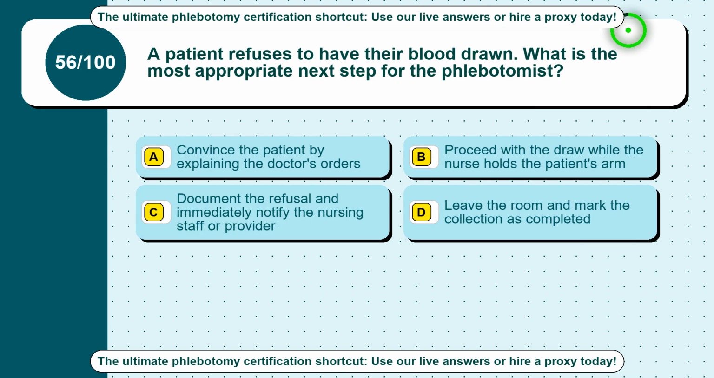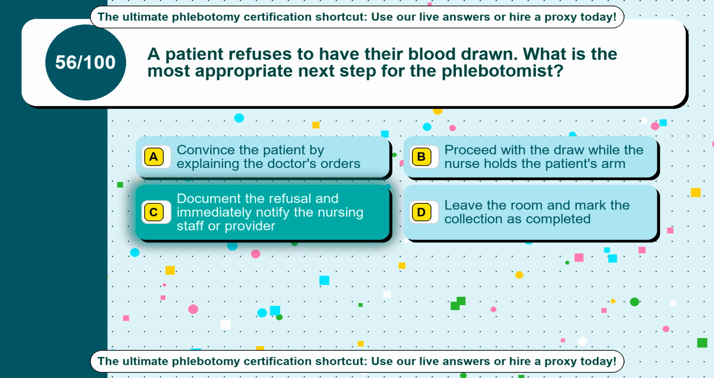Question 56. A patient refuses to have their blood drawn. What is the most appropriate next step for the phlebotomist? Option A, convince the patient by explaining the doctor's orders. Option B, proceed with the draw while the nurse holds the patient's arm. Option C, document the refusal and immediately notify the nursing staff or provider. Option D, leave the room and mark the collection as completed.